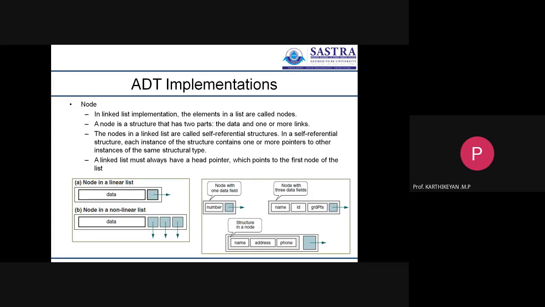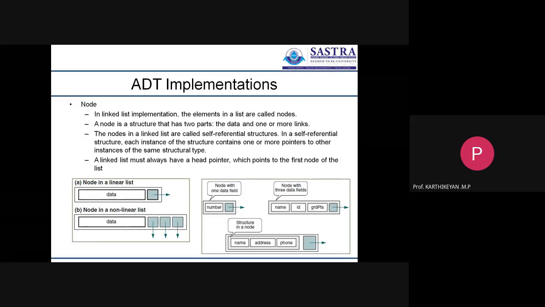In a self-referential structure, each instance of the structure contains one or more pointers to other instances of the same structure type. So a node of one type can point to another node of the same type. This is what self-referential structures are.